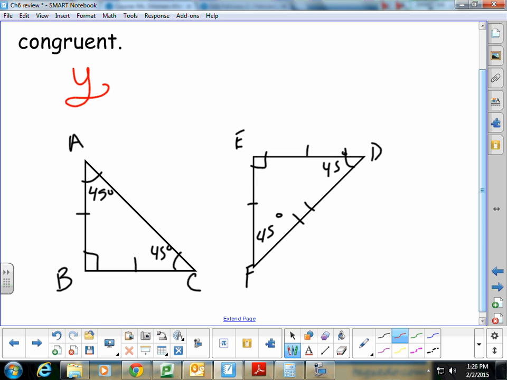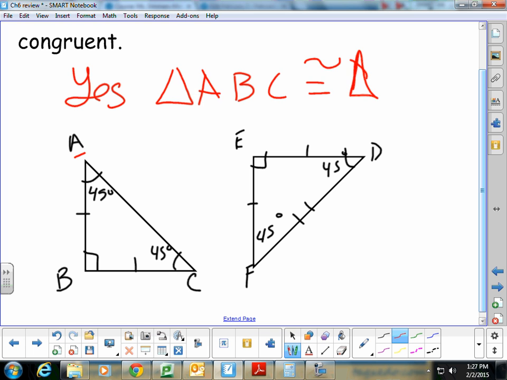So yes, they're congruent, and our congruence statement then is triangle ABC is congruent to, now I see that A corresponds, if I were to turn this on its side, to D. And I see that angle E is also the right angle, and then F and C are congruent. So remember, corresponding parts.